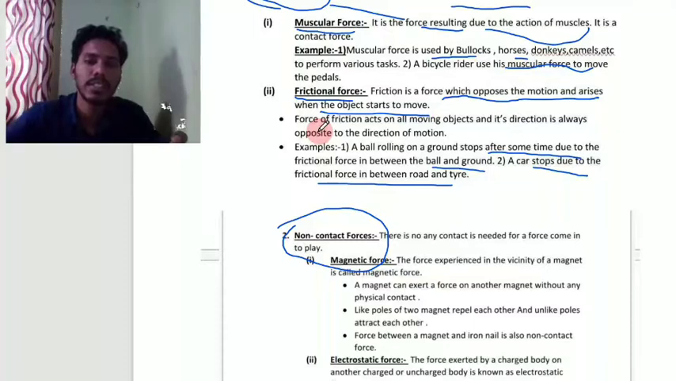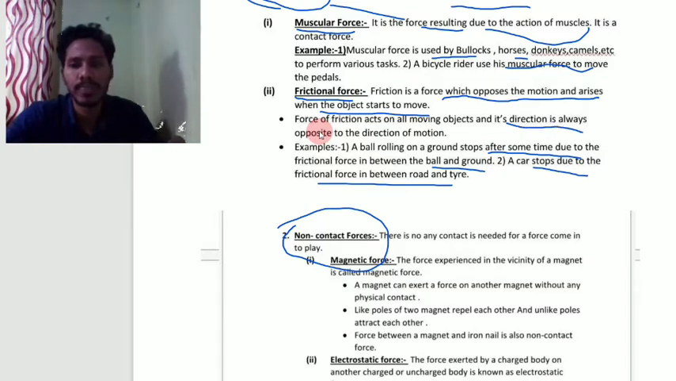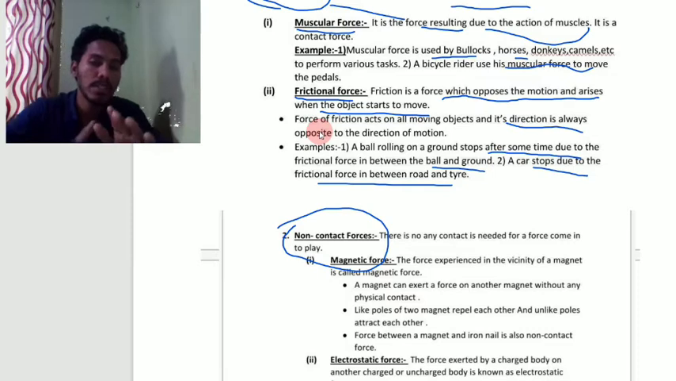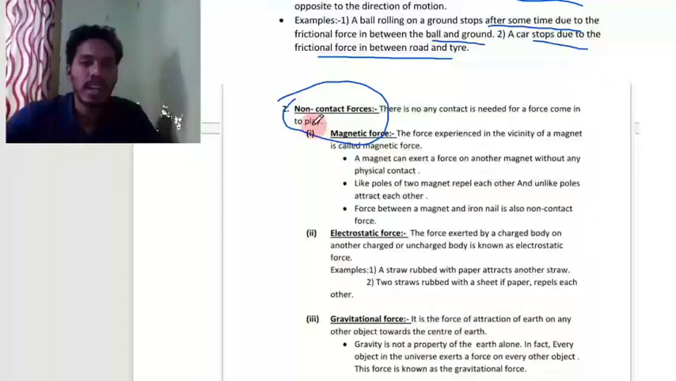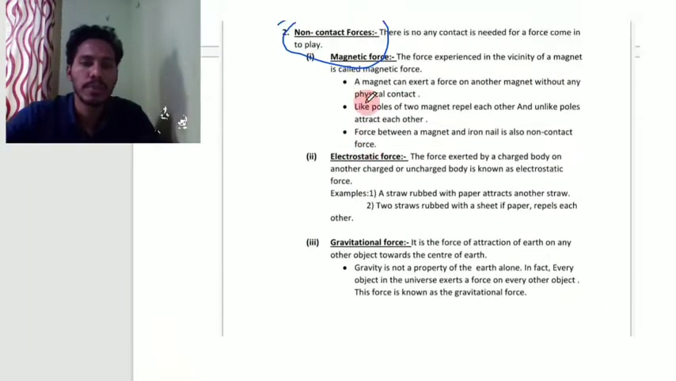This definition is an important one, and we will study this frictional force later in the next chapter. We can study it broadly in that chapter. So frictional force opposes the motion and arises when the object starts to move. Force of friction acts on all moving objects and its direction is always opposite to the direction of motion. That's an important one.